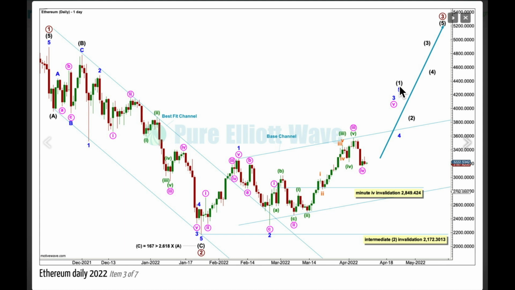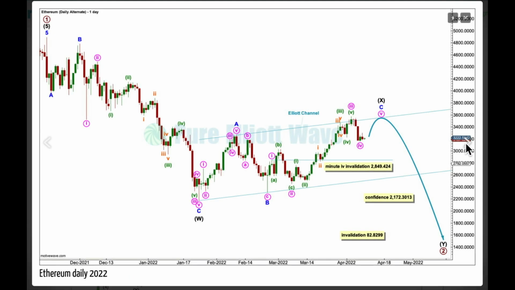When intermediate wave 1 may be complete, then intermediate 2 may be a multi-week pullback and could be fairly deep, and may not move beyond the start of 1 below 2172.3013. At the daily chart level, this is my alternate wave count for primary 2. If we move the degree of labelling within this zigzag down 1 degree, this may be intermediate wave W, the first in a double zigzag for primary 2.